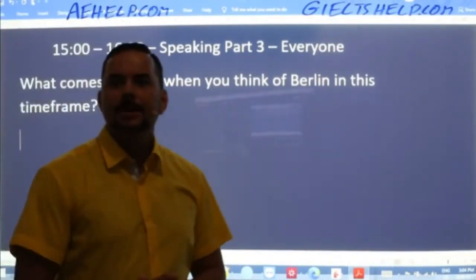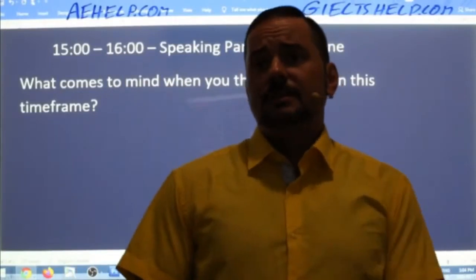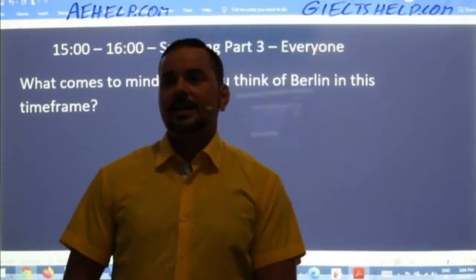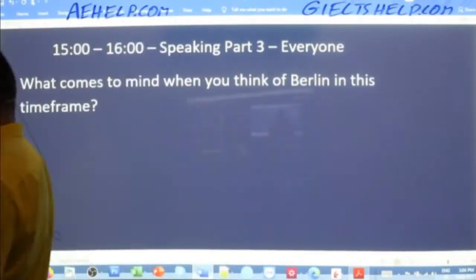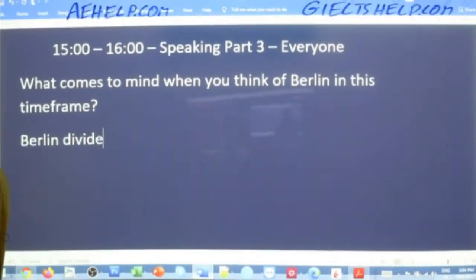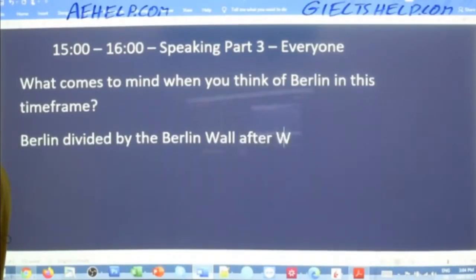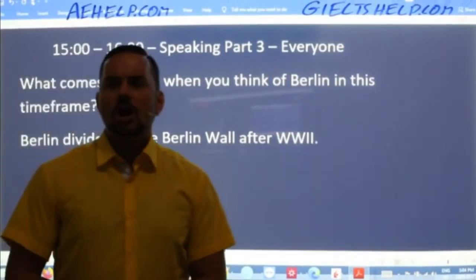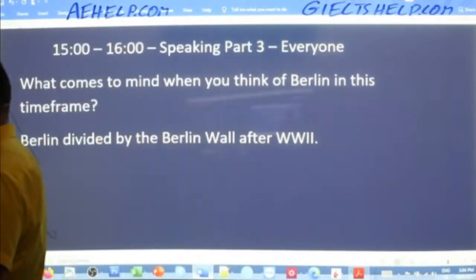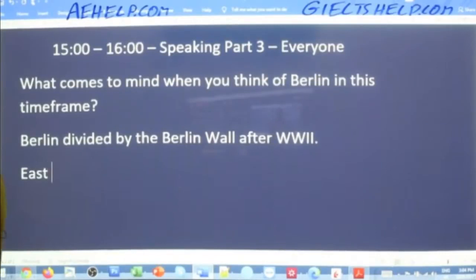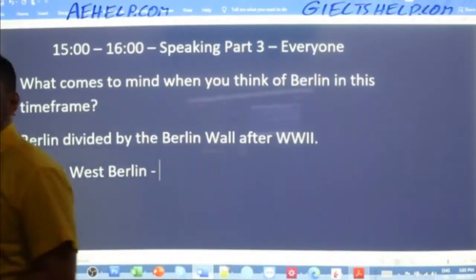Amajad says before and after independence. Erkin says Berlin divided by the wall, the Berlin Wall. Yeah, so two sides of Berlin, right? So Berlin divided by the Berlin Wall after World War II. Okay, and what was that division? So why was that wall divided? So that created East and West Berlin. East versus West Berlin, absolutely.